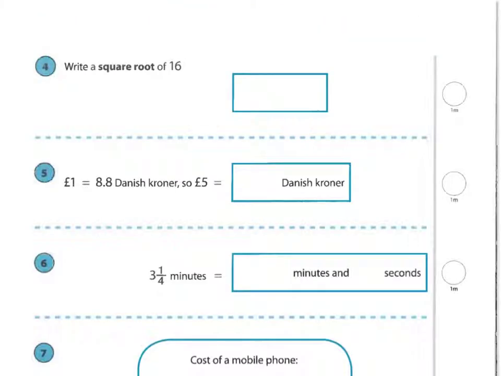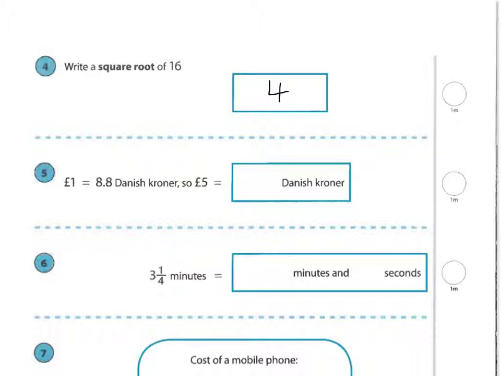Question 4. Write the square root of 16. So what we're asking when we square root is what number times by itself gives me 16, and the answer is 4. Question 5. £1 equals 8.8 Danish kroner. We need to find what £5 is equal to.